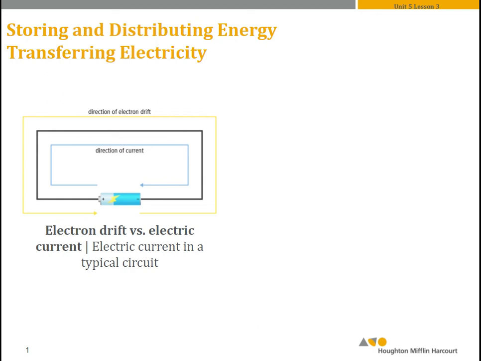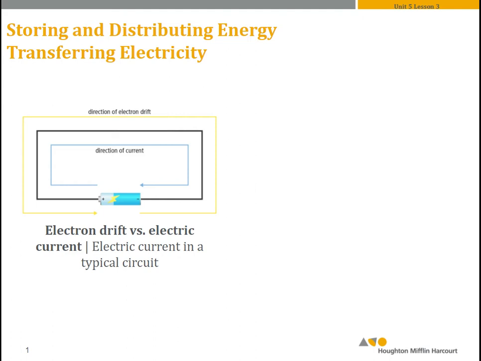This is a diagram of a typical electric circuit. This circuit is powered by a battery. The battery we see at the bottom. We've seen this kind of diagram before. It's showing us the relationship between electron drift and electric current.